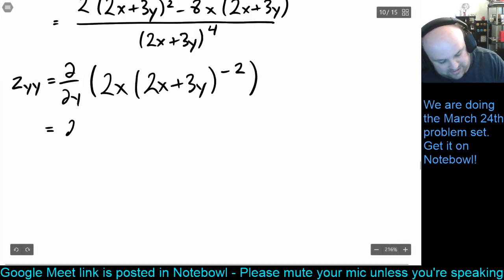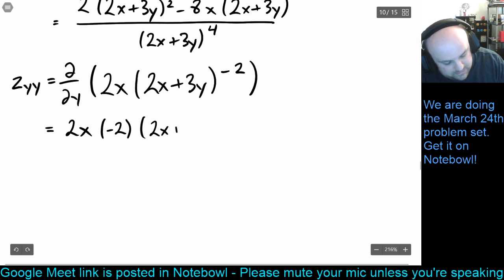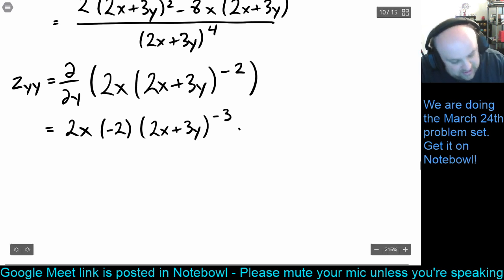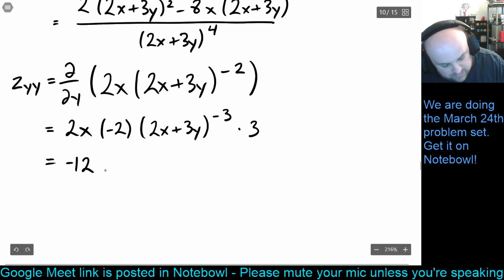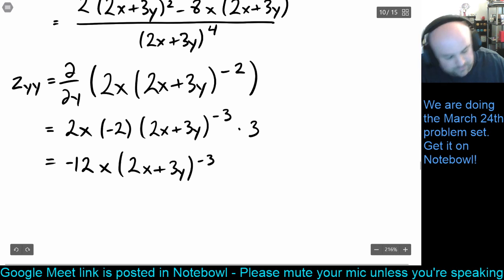So this 2x just comes along for the ride. This negative 2 comes down. (2x + 3y), here the minus 2 goes up to minus 3. And then times the derivative of the inside here, which is 3. This is 2 times negative 6, negative 12, times (2x + 3y) to the negative 4, times 3.